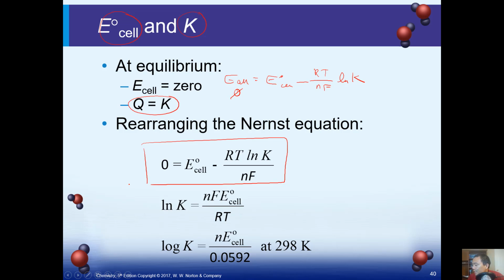So when you redo the calculation, you have a relationship of log K equals n times E naught over 0.0592. Or you can rewrite it as E naught equals 0.0592 over n times the base 10 log of K. These two equations are equivalent.